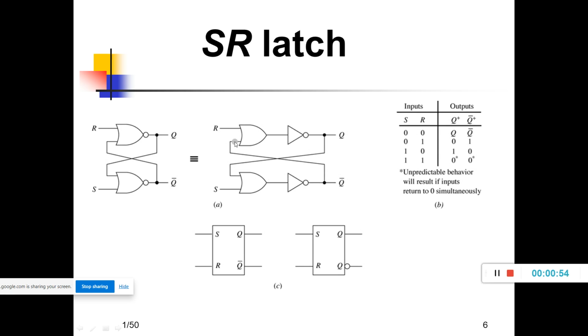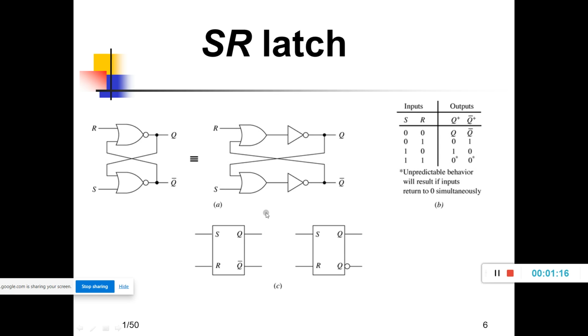These S and R inputs are applied directly to the gates and hence it is known as asynchronous input. There is no timing control in this SR latch. There is no timing control. So as and when S and R change, the output will change immediately.